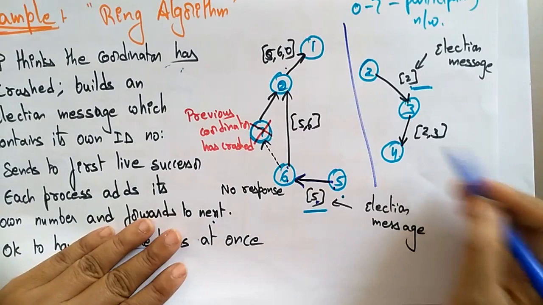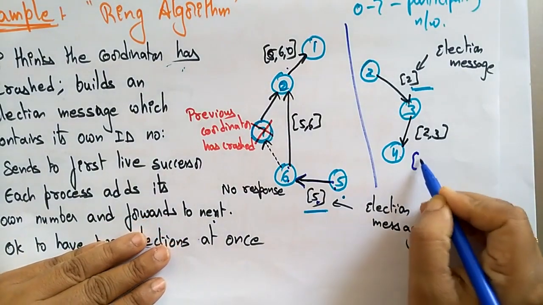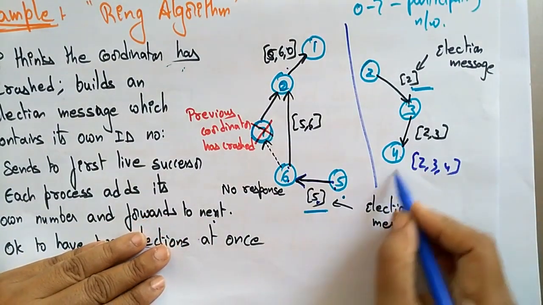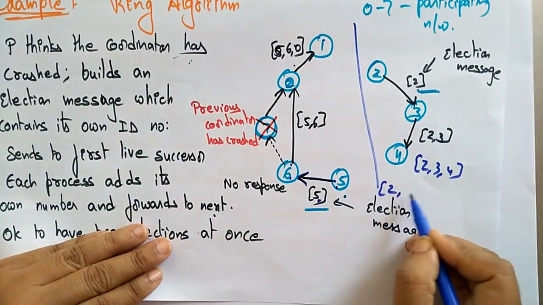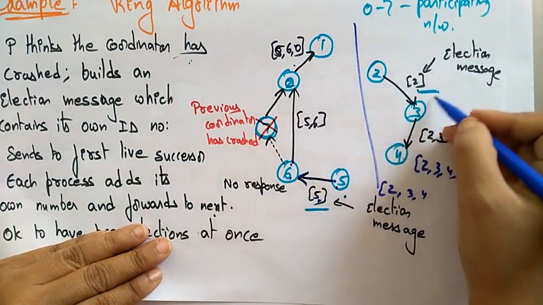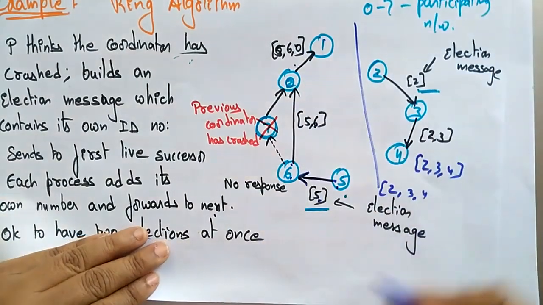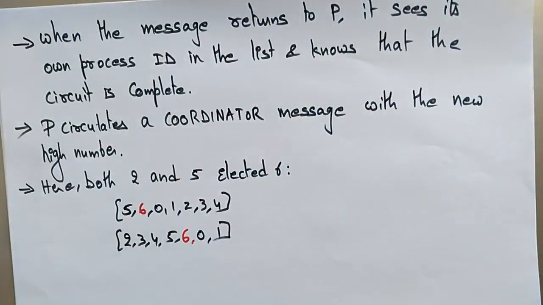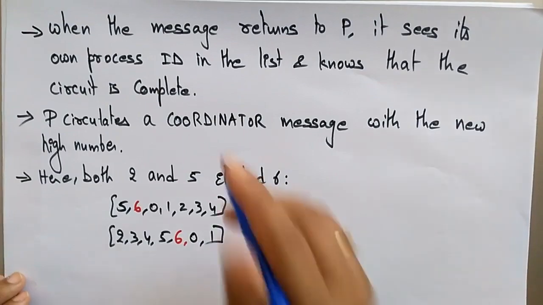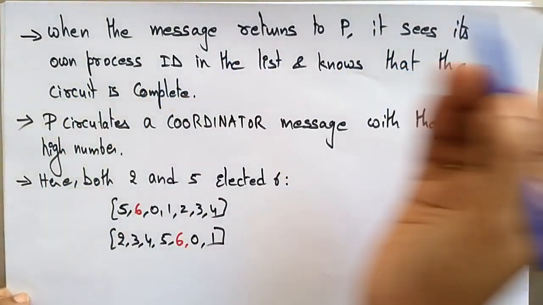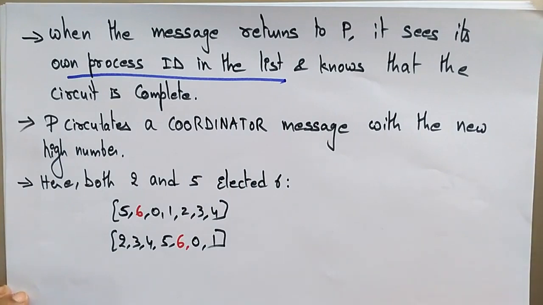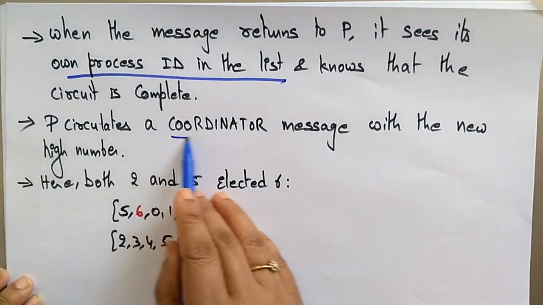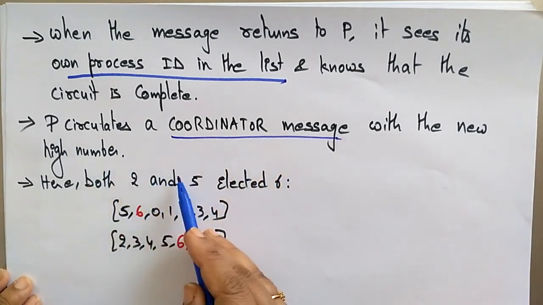So whenever it sends a message, again it sends a message like 2, 3, 4. Here 5 sees the message 2, 3, 4, and the circuit keeps rotating until the process sees its own process ID in the list. Then it knows that the circuit is completed. Now P circulates a coordinator message with the new highest number.